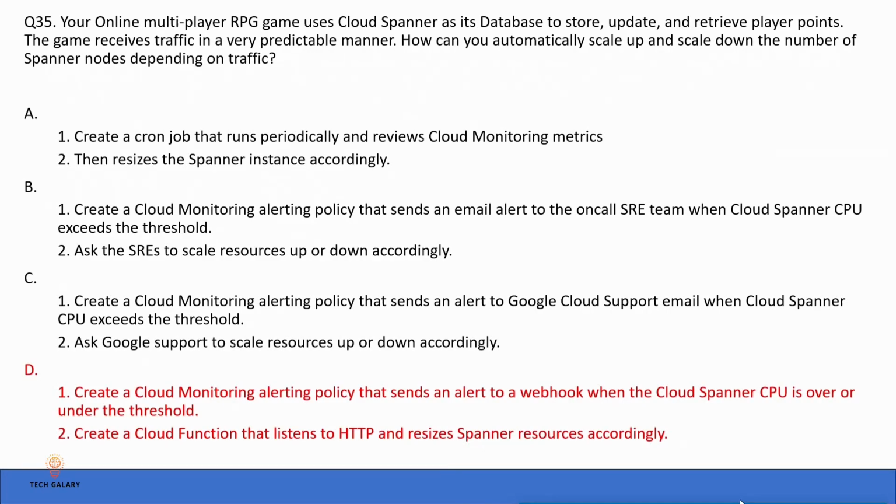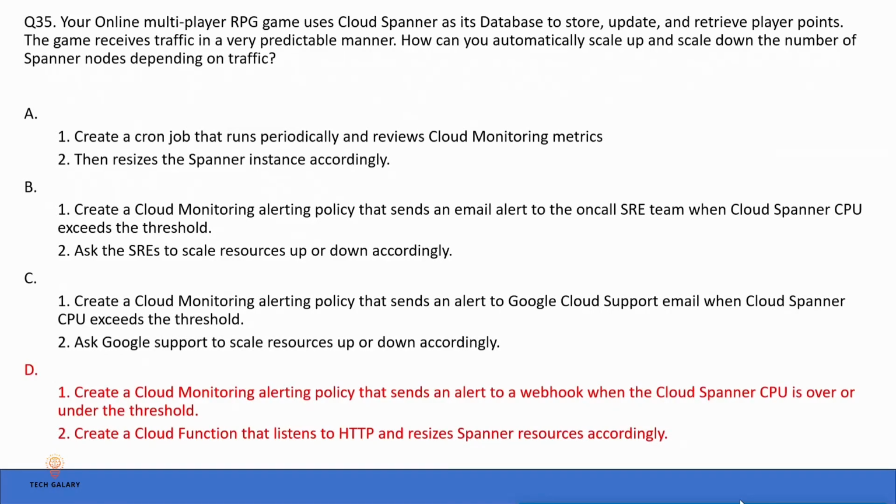Now let's take a look at each of these options. Let's take a look at option A. Create a cron job that runs periodically and reviews cloud monitoring metrics, then resizes the spanner instance accordingly. This option is not correct because this approach will not be able to dynamically scale the number of spanner nodes based on the real-time traffic. Using cron job, it can only manually resize based on the periodic metric reviews. So this option is not correct.